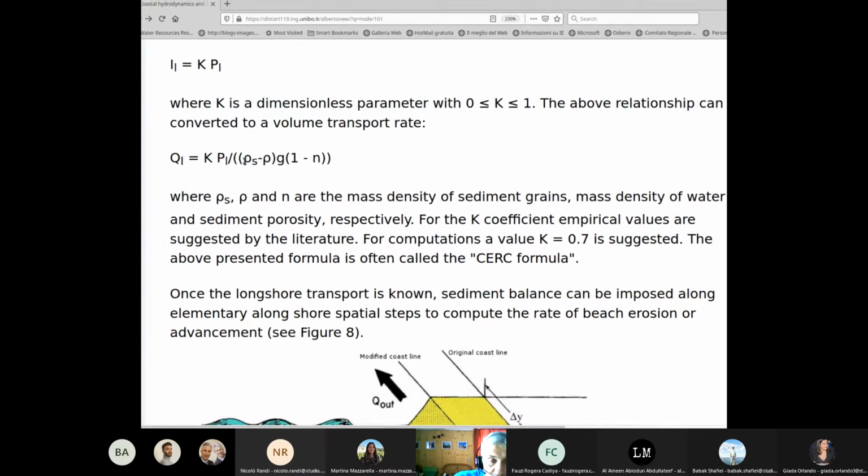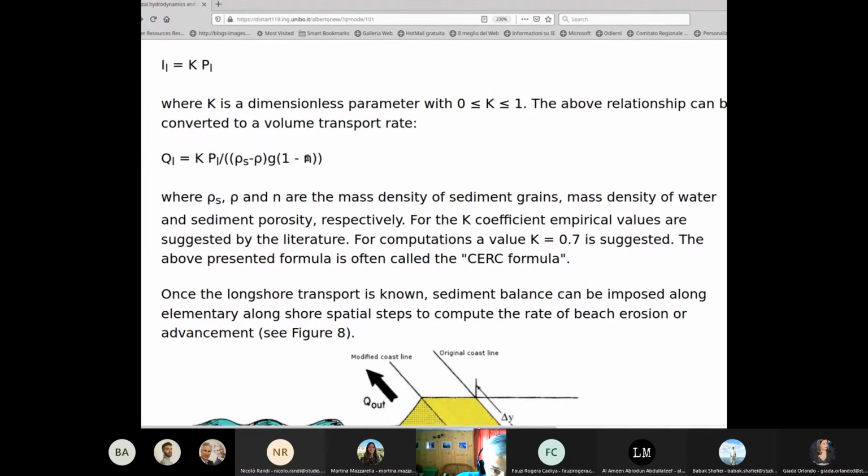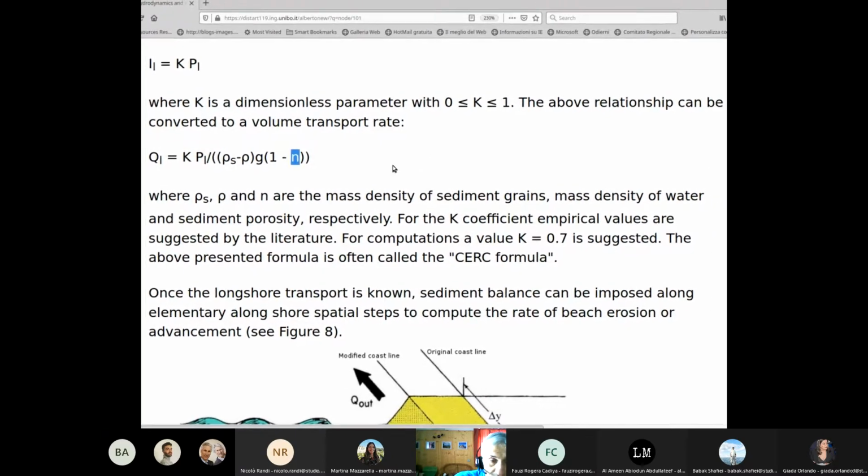So if you take into account the weight and you take into account the porosity of the sediments, which is given by the volume of void divided by the total volume of the sediments, which means that n is included in the range 0, 1, okay, where 0 means compact sediments. Of course, you will never get to 0, but close to 0, it means that the sediments are very compacted.